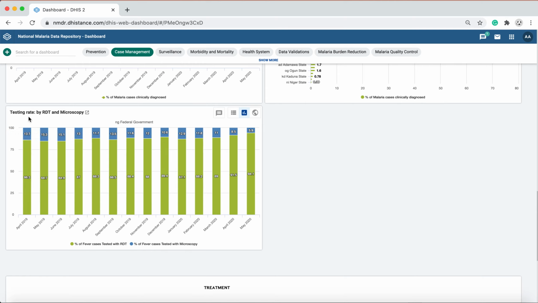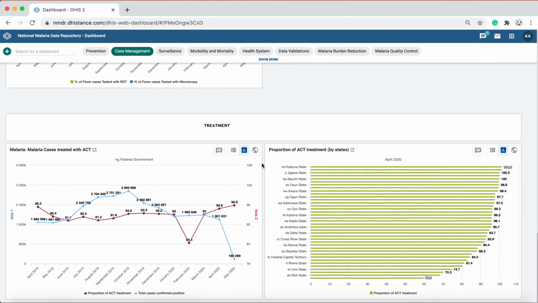The next chart is testing rate by the test types. As you can see, the percentage of those that got tested by RDT in the month of April 2019 is 86% compared to 13% by microscopy. As you move along, this is what it changes. As you can see, the number keeps on having more RDT than microscopy.